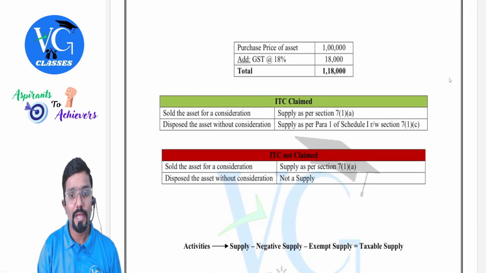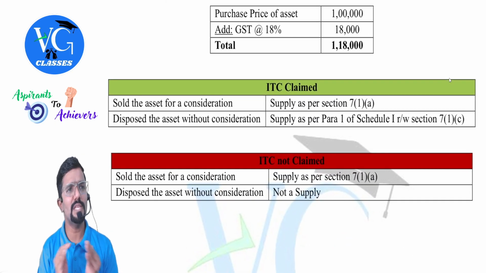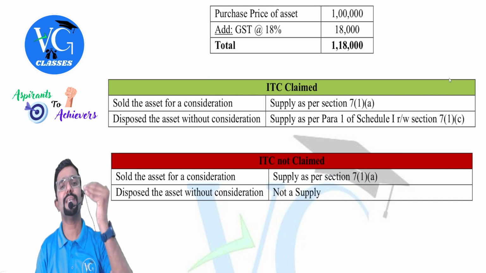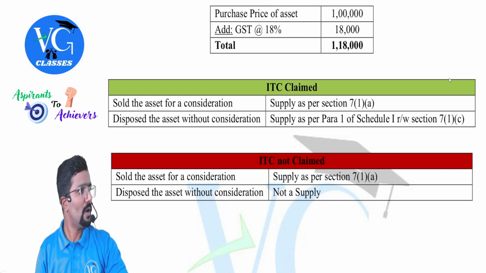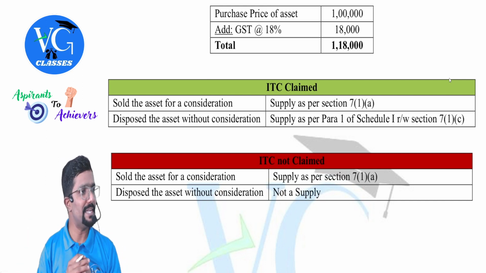I have tried to explain it through an example here. Observe, guys, because all this connection is there from one section to another section, from one provision to another provision. Let me take an example. Assume, guys, I have purchased an asset for 1 lakh, on which I have paid GST 18%, and I have claimed ITC for it.